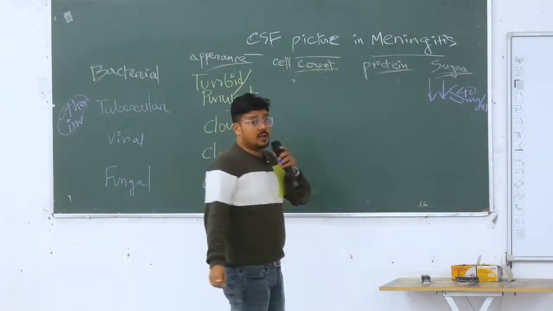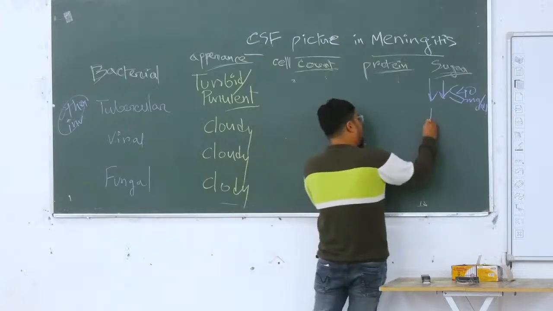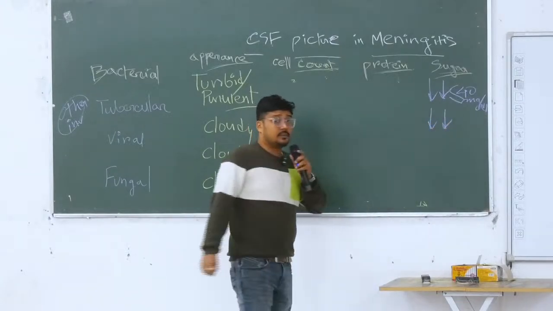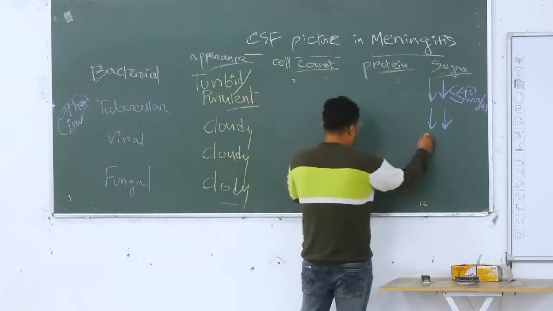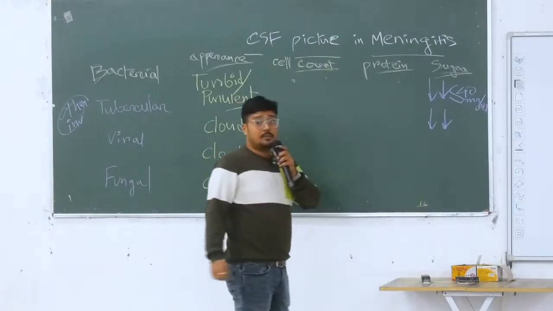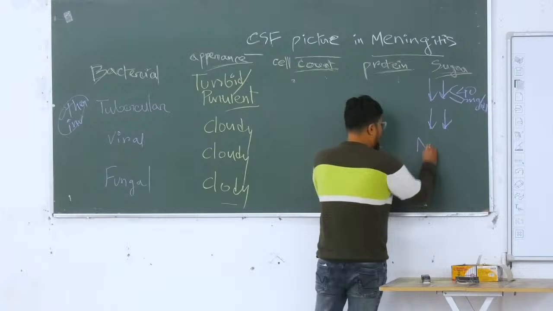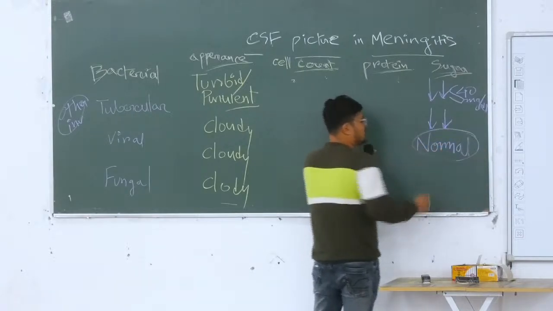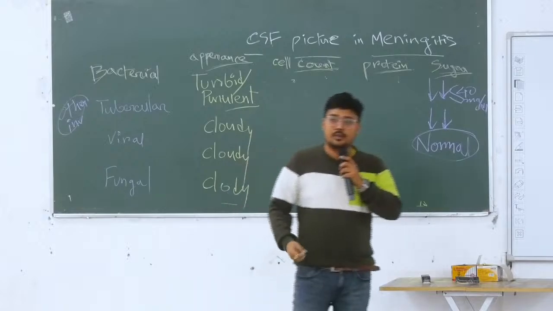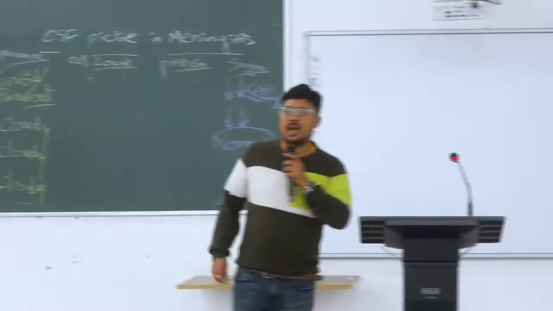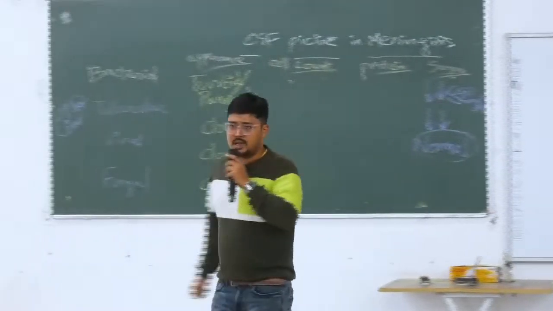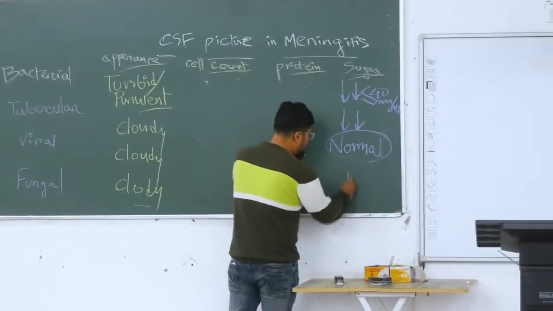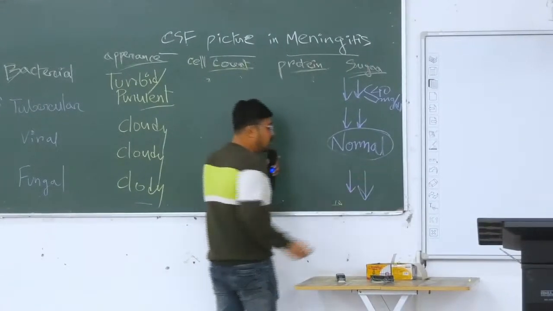In tubercular meningitis, the sugar is also low. Only in the viral type of meningitis is the sugar normal. This is the MCQ question. Which type of meningitis has normal sugar value in CSF despite meningeal involvement? The answer is viral meningitis. And also in fungal type of meningitis, the sugar amount will be low.